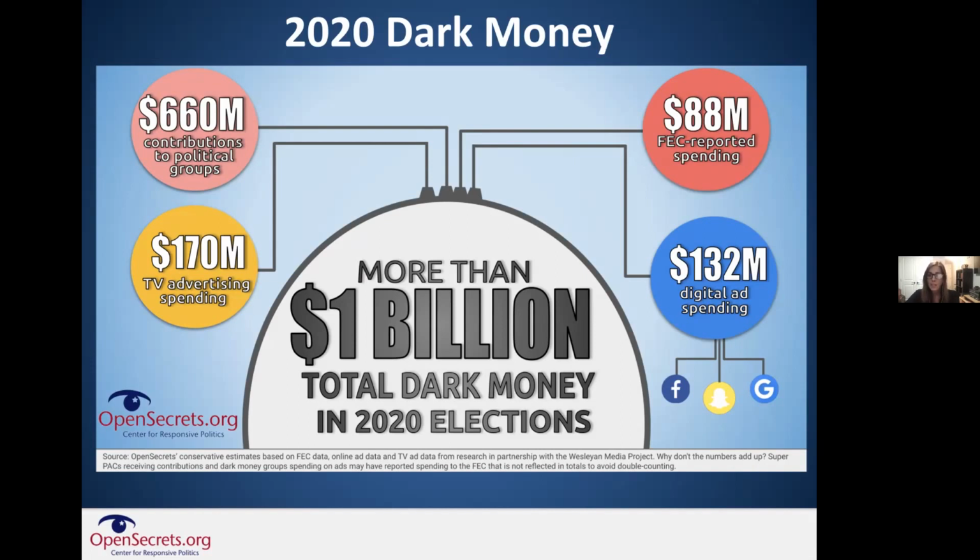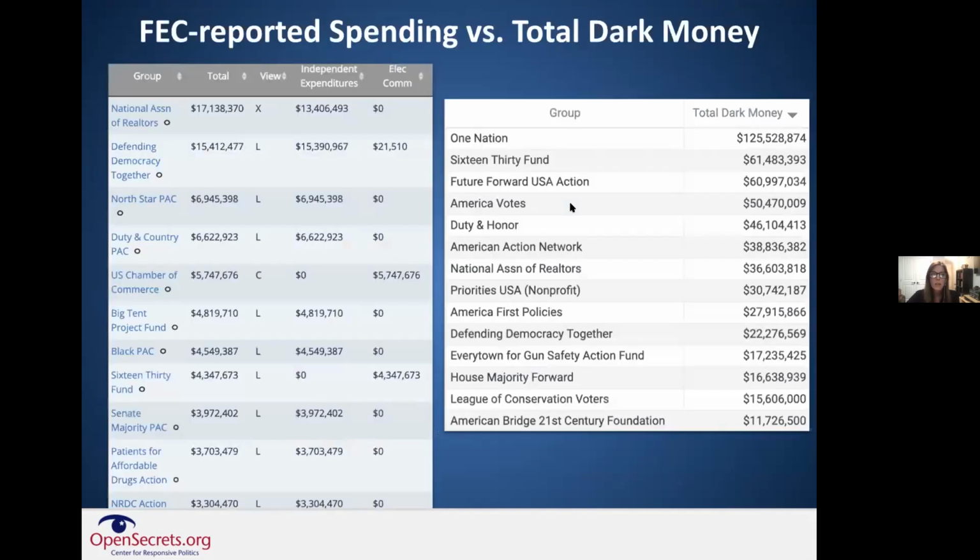So only 88 million of the $1 billion in dark money we were able to track in 2020 elections was actually FEC reported spending by dark money groups, which is just a really interesting development and something that hasn't really happened in previous election cycles.